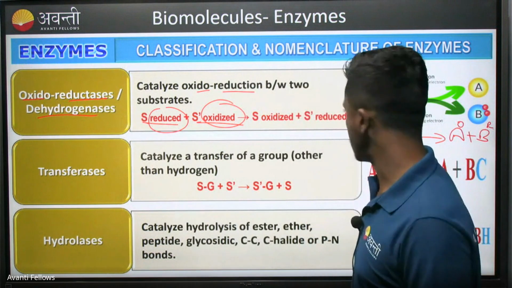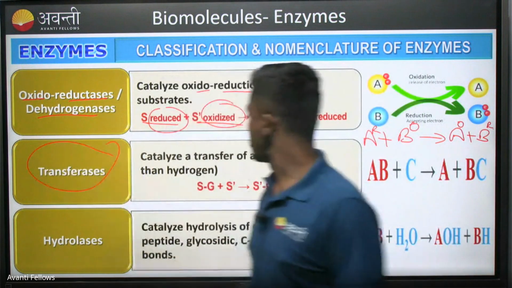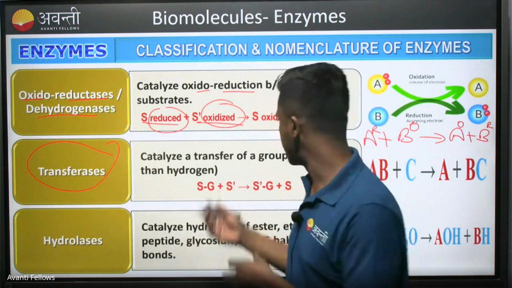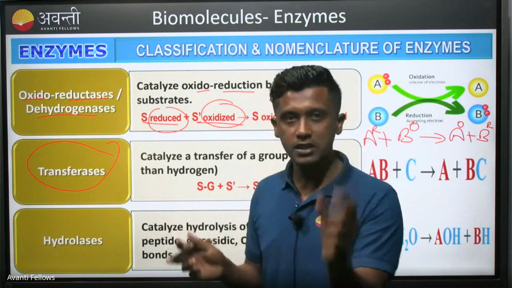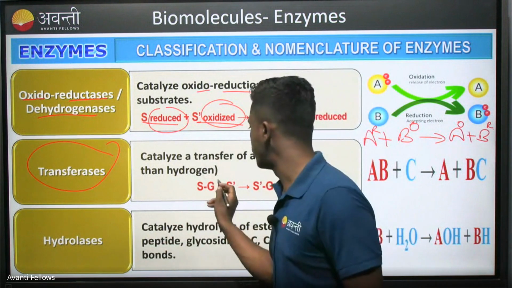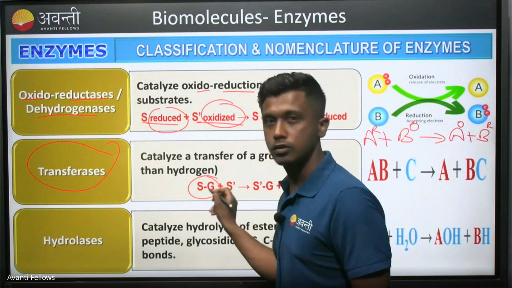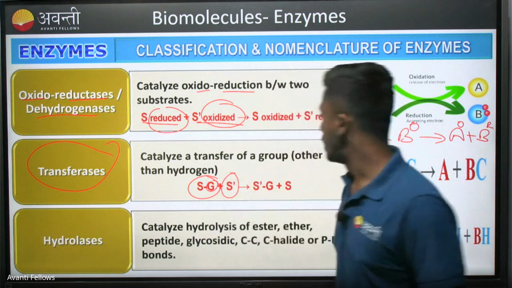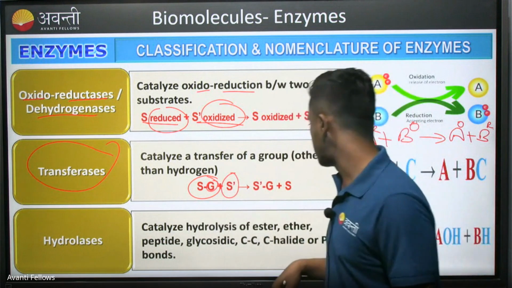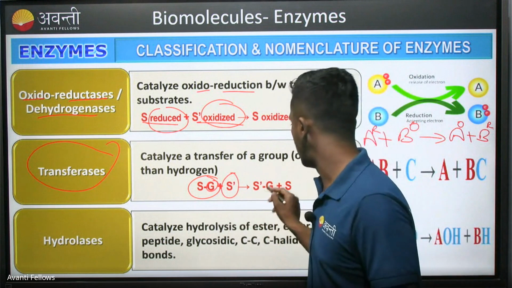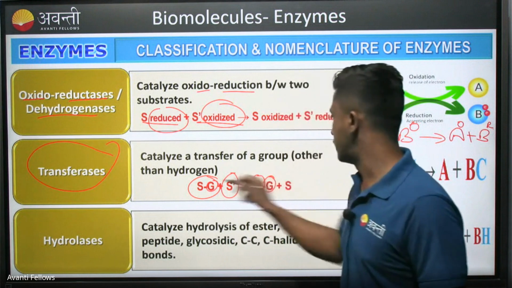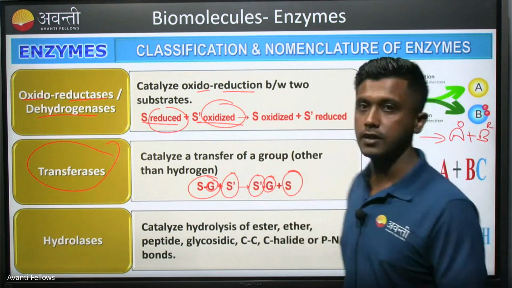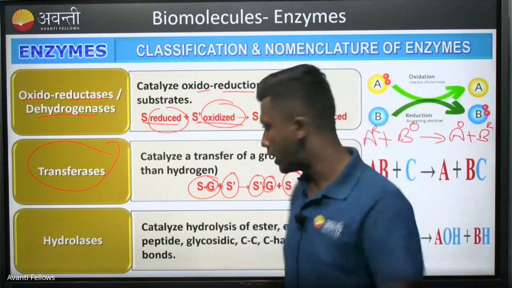Understood? Next one is transferases. What does it do? It transfers a group, a prosthetic group or any group, from one substrate to another substrate. For example, if your substrate had a group attached such as G, and it reacts with another substrate S, by the end of the reaction the G group is transferred to this S. So that is called a transferase. A group is transferred from one substrate to another.